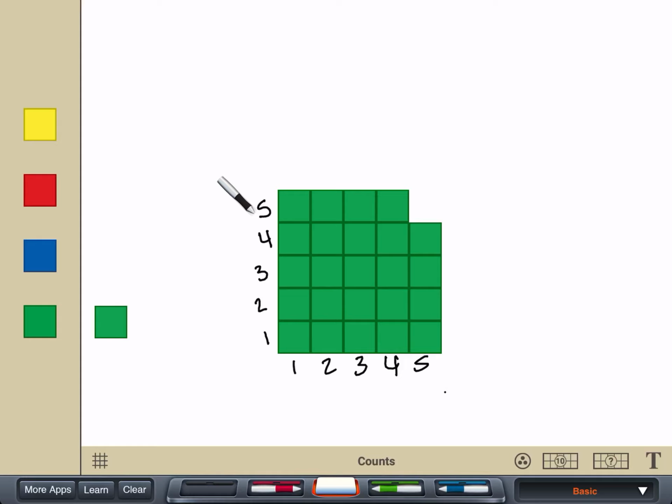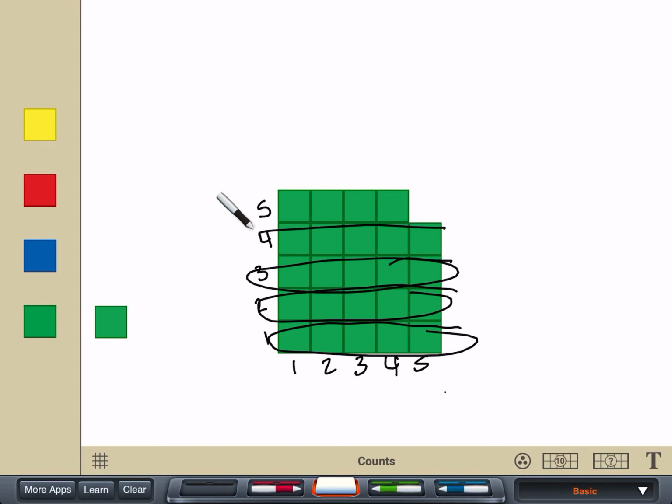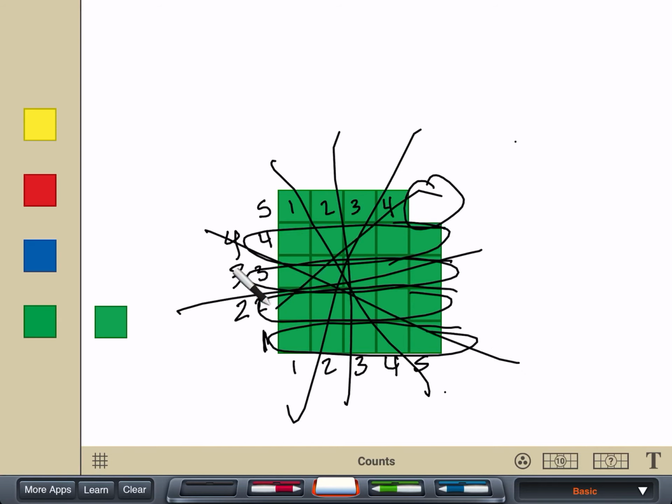So if we know 5 squared is 5 sets of 5, we have 1 set of 5, 2 sets of 5, 3 sets of 5, 4 sets of 5. And if you look, we have these numbers right on the edge that show us how many sets we're counting. What about this one right here? Is this a 5th set of 5? Let's count. 1, 2, 3, 4. Wait a minute. We are missing one right here. That doesn't work. This isn't 5 sets of 5. So it's not a perfect square.